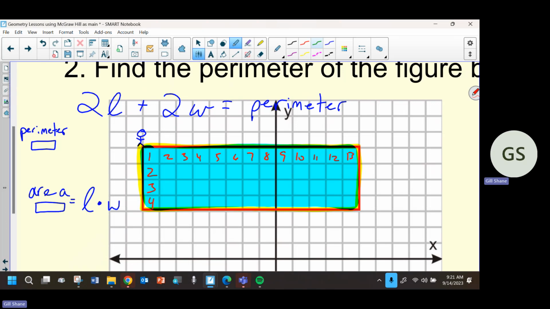Area is just how many squares I have total. If I have 13 columns and I have 4 in each column, I could say 4 plus 4 plus 4 plus 4 plus 4, 13 times. What's a faster way to do that? 13 times 4, right? So that's where the length times width formula comes from.